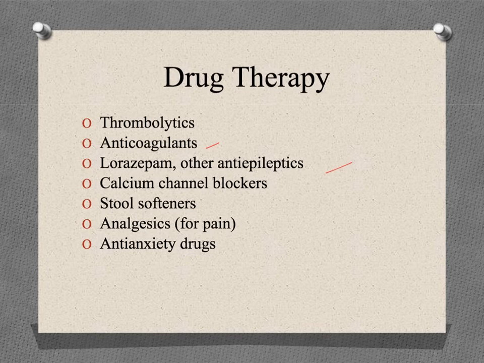We're going to talk about seizures, so hopefully that'll help you understand the lorazepam and anti-epileptics. Anybody who's had some kind of a brain injury is at risk for seizure activity, so we have to make sure that we treat that if that is necessary. Calcium channel blockers, that's for those patients who have hypertension. We have to keep their blood pressure under control to decrease the incidence that they would have any further stroke.